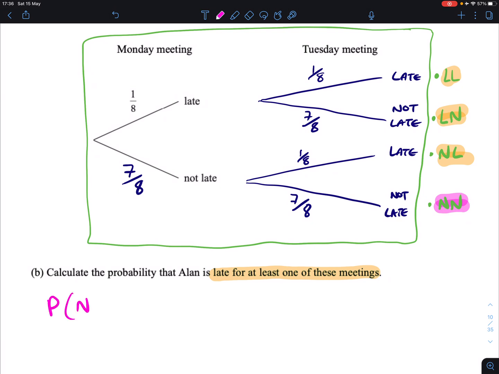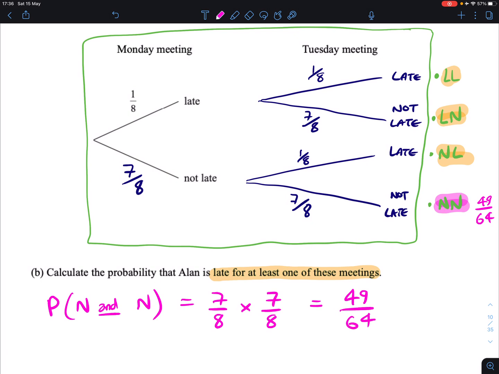Probability of not late and not late, so not late on either day, is 7 out of 8 for Monday, and 7 out of 8 for Tuesday, and we multiply them together. That will give us 49 out of 64. So technically the probability of us being here is 49 out of 64.